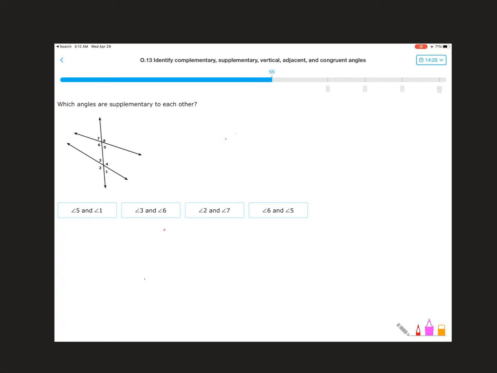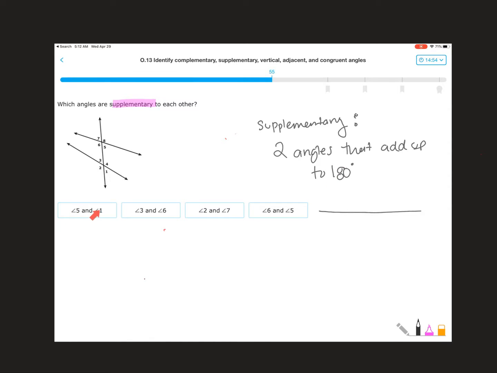Supplementary. Again, reminding you, you've got to know these words, right? Supplementary are two angles that add up to, drum roll, 180 degrees. Okay, so can you find me two angles that add up to 180 degrees? Okay, so angle 5 and 1, right? It's got to be two angles that make that straight line.